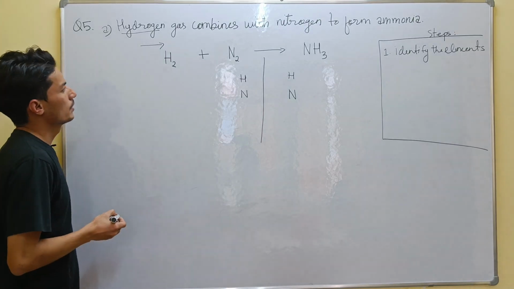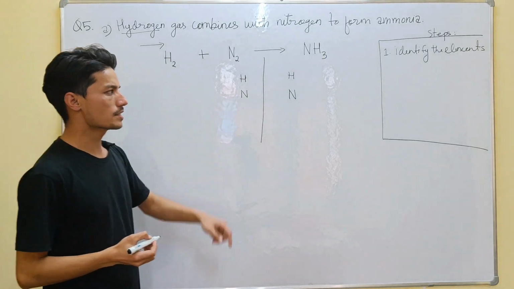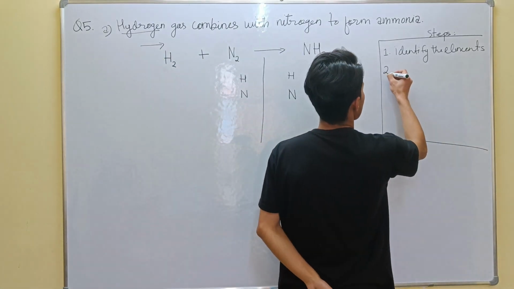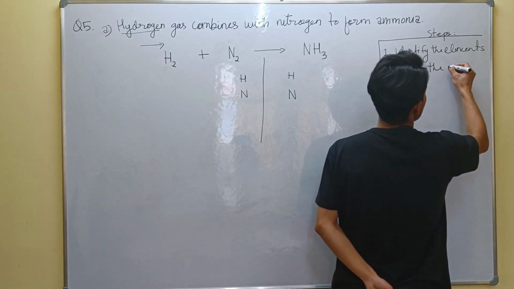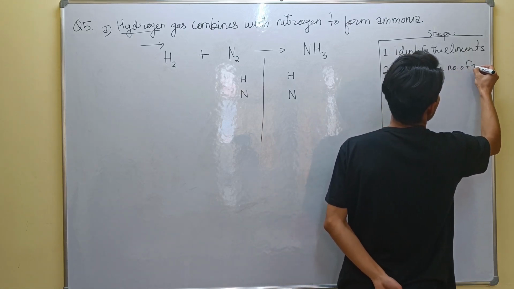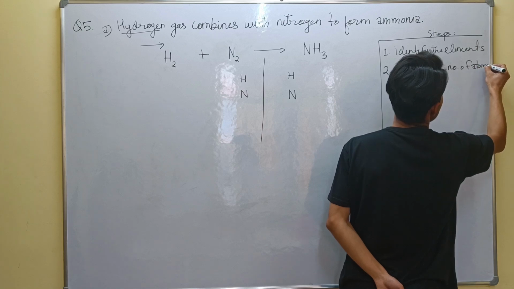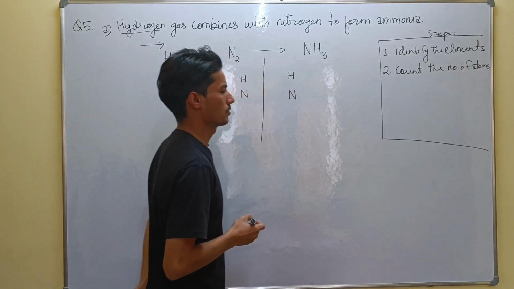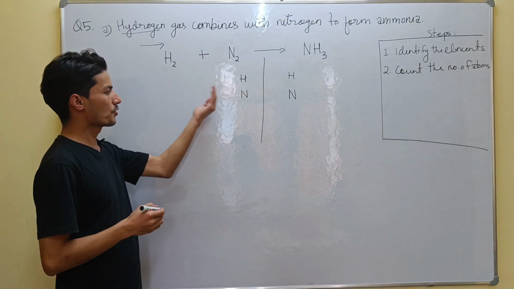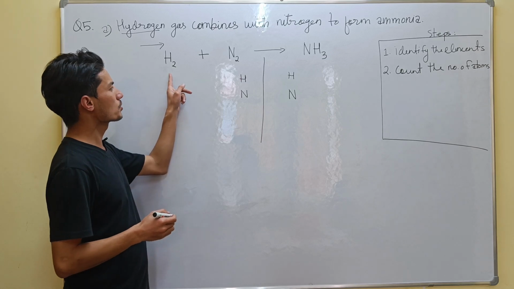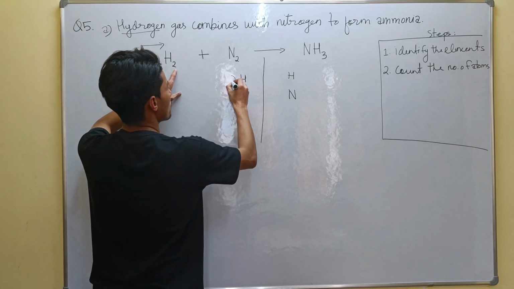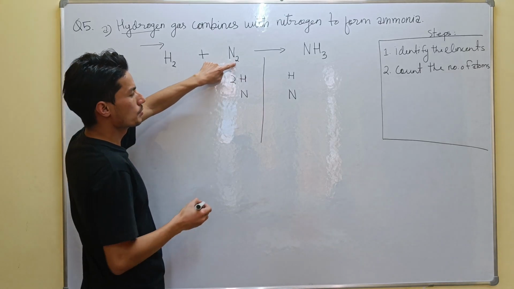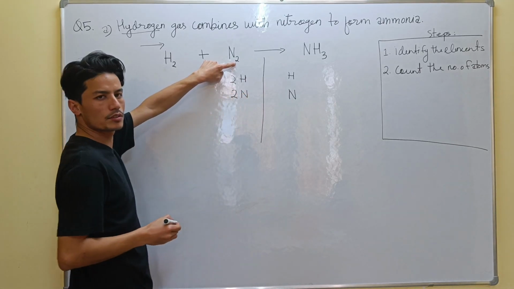Now we are done with the first step. The second step is to count the number of atoms. We will first start from the reactant side. How many atoms of hydrogen do you see? Do you see this number? Yes, 2. So 2 hydrogen atoms are here. Do you see this number? Yes. So there are 2 nitrogen atoms.